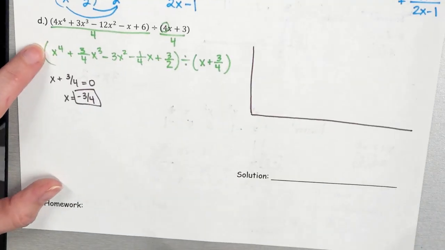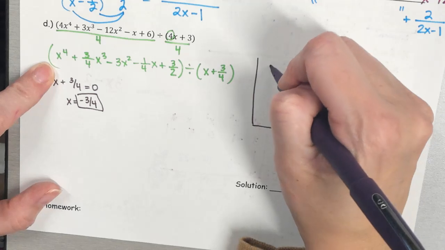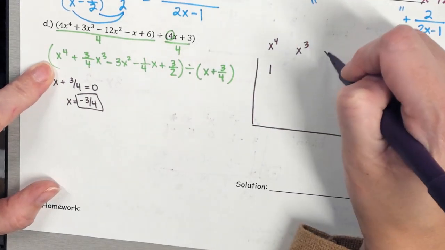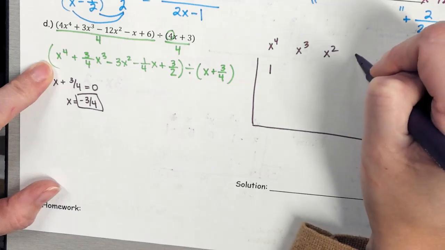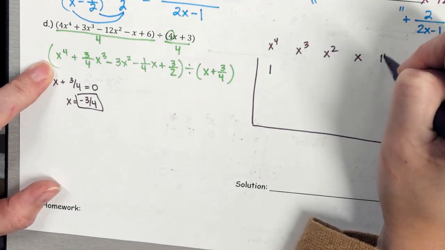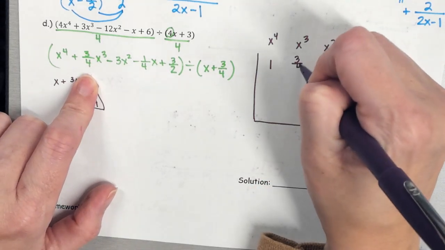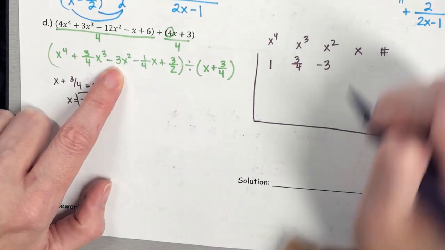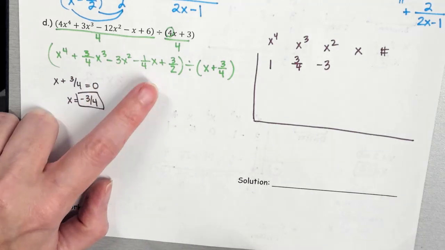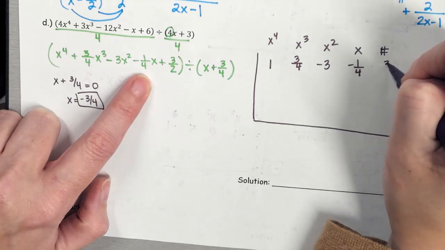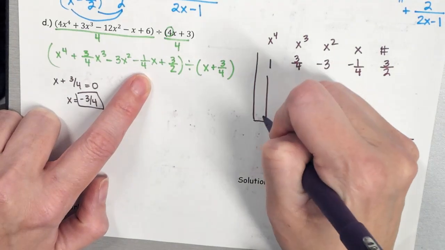Okay, so we're going to start with x to the 4th. Then we want our x cubed, x squared, x, our constant term. Okay, so x cubed is 3/4. Do we have an x squared? Yes. Do we have an x? Yes. Do we have a constant? Yes.